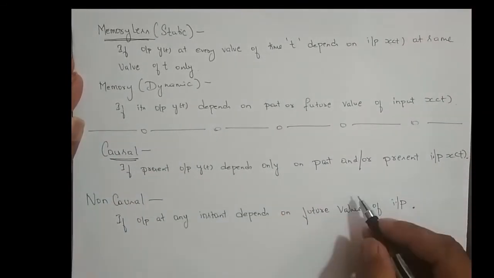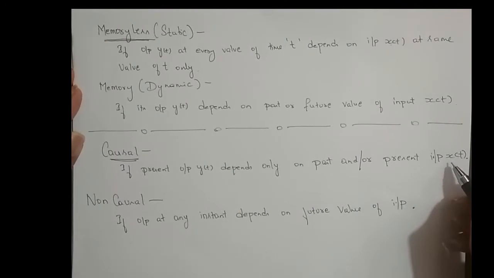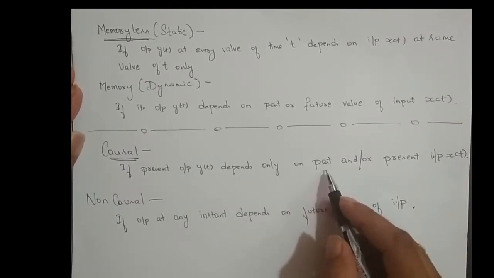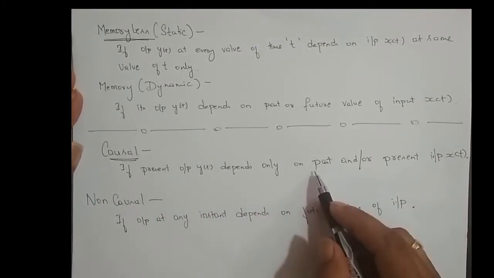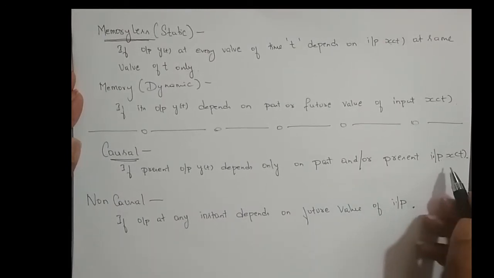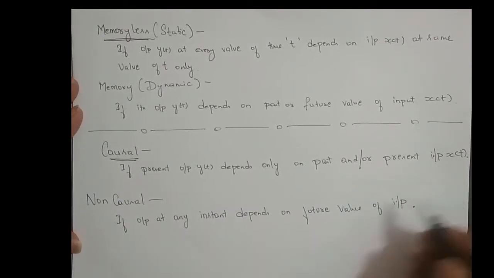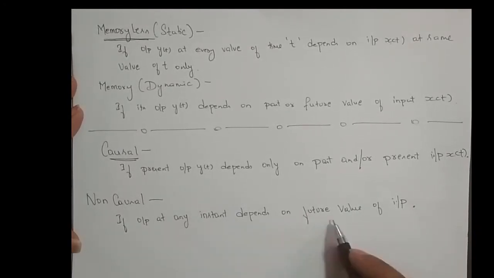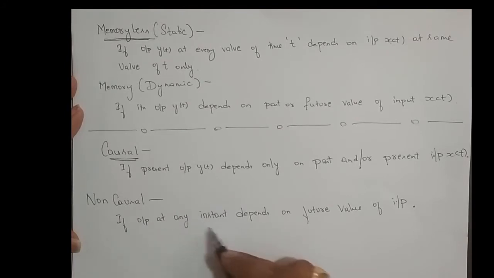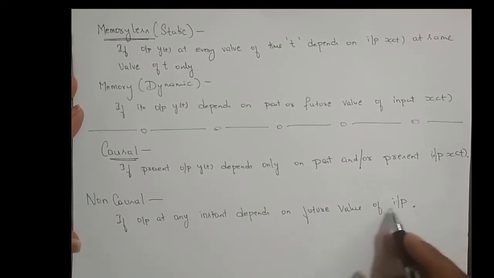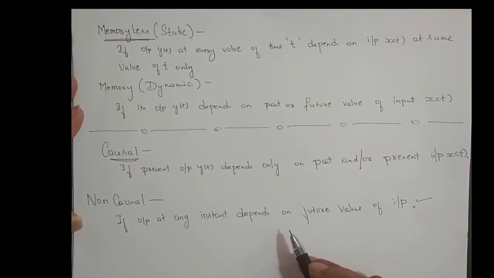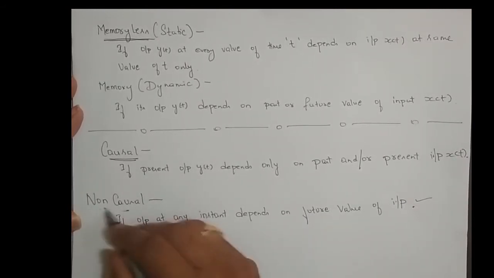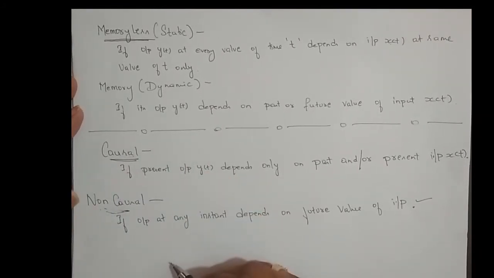Next, coming to causality, a system is said to be causal if its present output y of t depends on the past and or present input x of t. I repeat again, if the present output depends on past and or present input x of t, then the system is called causal. The system is said to be non-causal if the output at any instant of time depends on future values of the input. Remember it like this: if the system output depends upon future input values, then the system is non-causal. Otherwise, the system is causal.